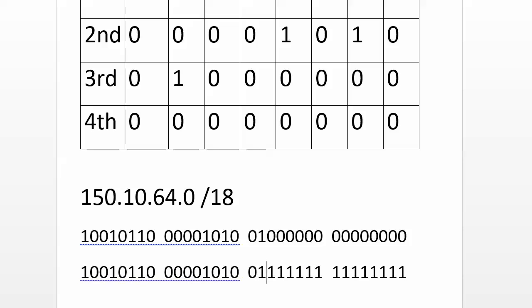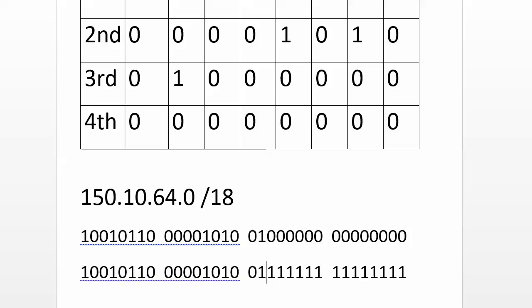So everything in the middle is a valid host address. That would start with 150.10.64.1 and end with 150.10.127.254. That's your range of valid host addresses. That's all you have to do.